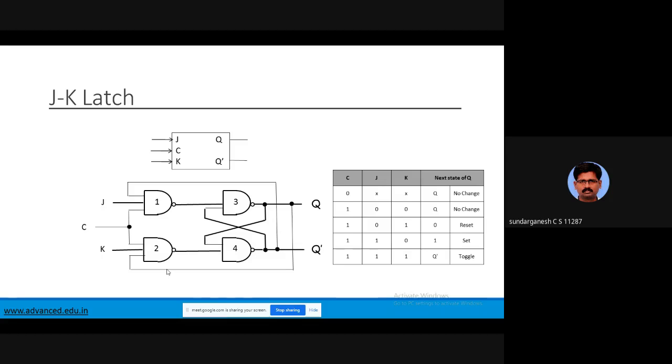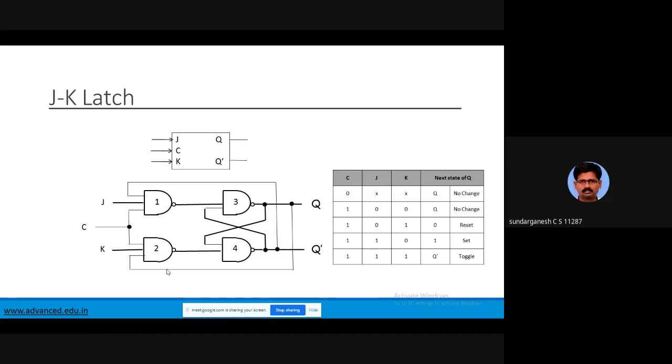Finally 1 1. When you give 1 1, due to this new interconnection, whatever the output was previously will toggle. If it is previously 0 1, now it becomes 1 0. If it is previously 1 0, it becomes 0 1. So whatever the previous output was will toggle, and we denote it as Q bar. So it is called toggle mode.